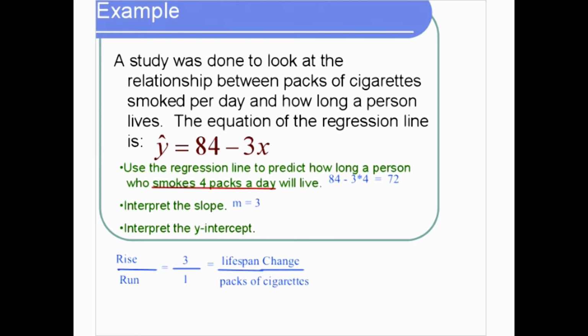Okay, so now if we read this, we say that for every pack of cigarettes, right, we have 1 pack of cigarettes, so for every additional pack of cigarettes a person smokes per day, their expected lifespan, actually, sorry, I missed that. The rise was -3.